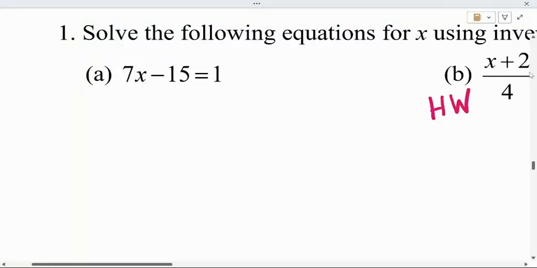All right, here we are. I'm on page 9, question 1A. What am I going to do? Listen up. What am I going to do to get X by itself?